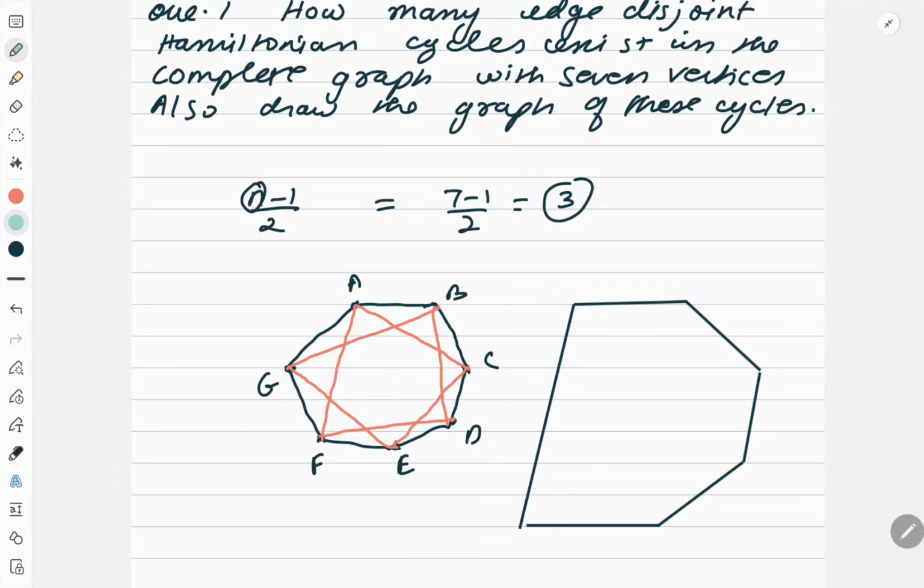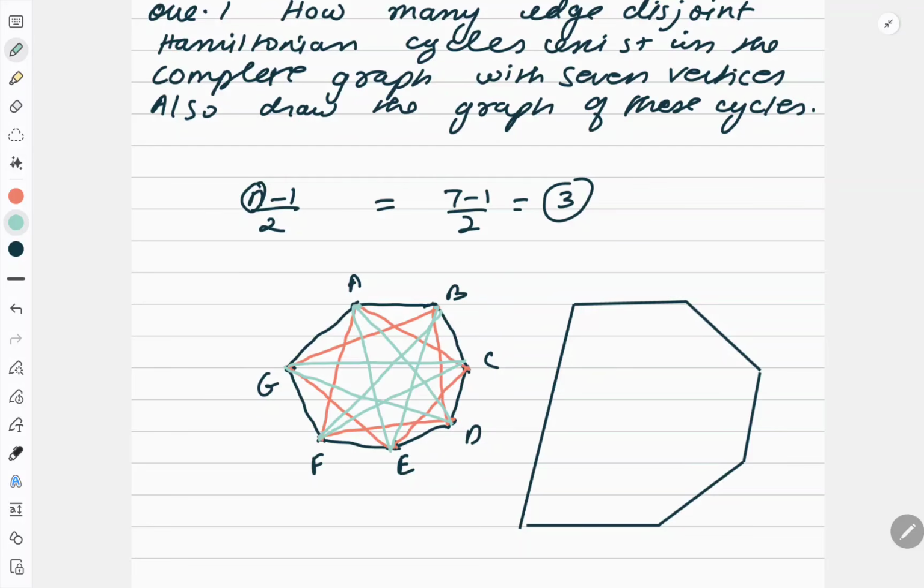Now come to the third cycle. When you are drawing the third cycle, leave two vertices. Start with A, leave B and C and directly jump to D. Now leave E and F and go to G. Leave A and B, go to C. Leave D and E, go to F. Leave F and A, go to B. Leave C and D and go to E. Leave F and G and go to A. So I got 3 disjoint cycles.